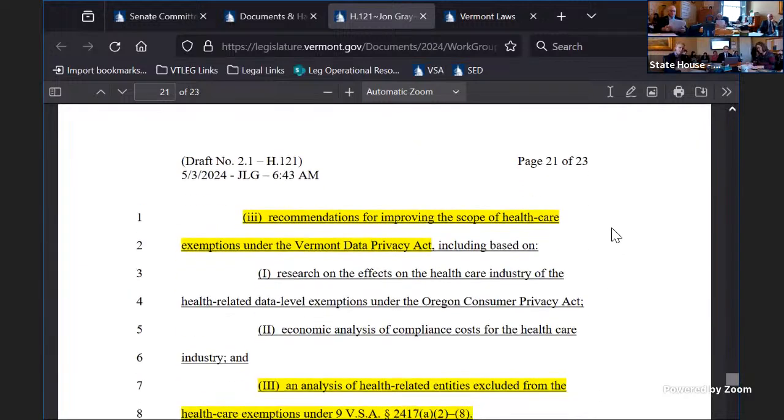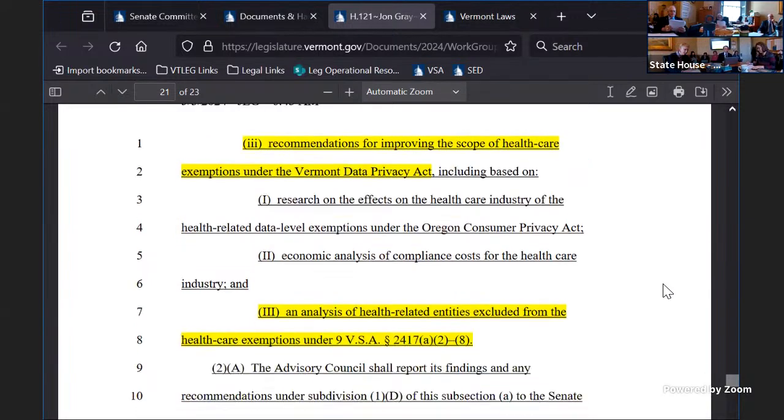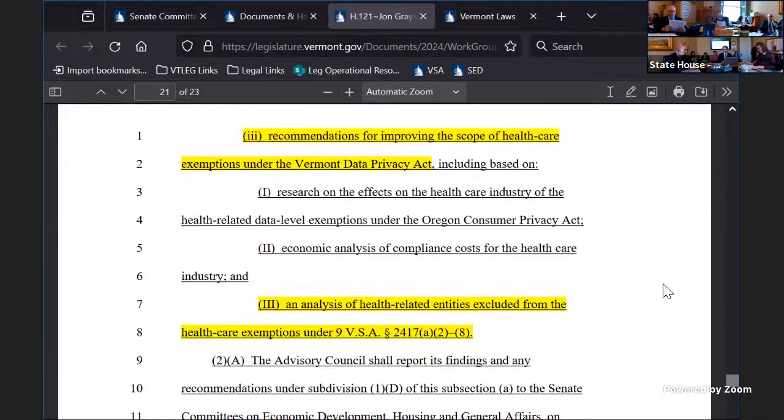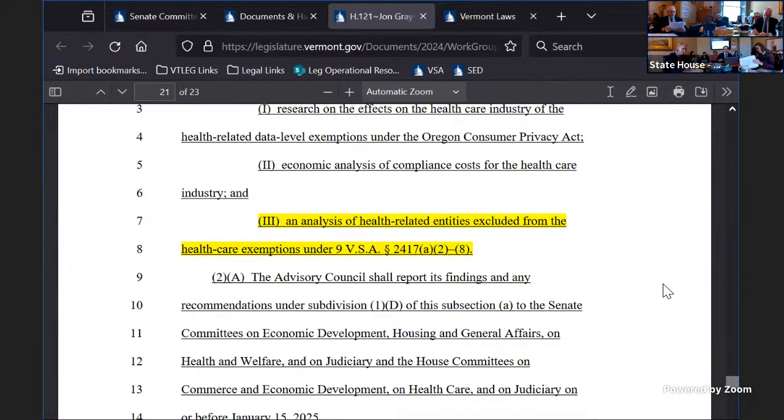And a recommendation for improving the scope of the healthcare exemptions, which goes to the big conversation that we've been having this morning, including, of course, the research on effects on the healthcare industry of those health-related data level exemptions. Then an economic analysis of compliance costs, which might pick up some of the discussion you just had around the area agencies on aging, because you could discover whether or not those compliance costs do in fact have a debilitating effect on those folks. And then what's new here, an analysis of health-related entities excluded from the healthcare exemptions that we've talked about.